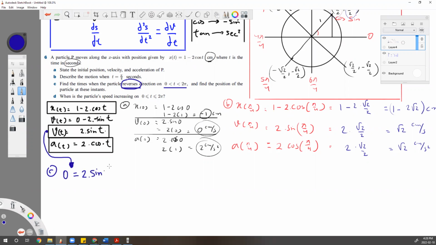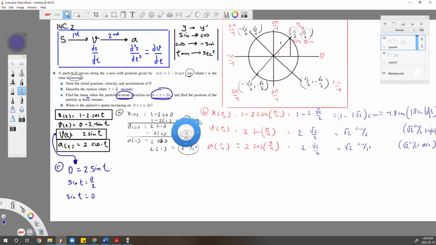2 times sine t, in the interval 0 to 2 pi. So sine t equals 0 over 2, so sine t equals 0. So t can be the angle where sine equals 0. So it has to be here, sine here, right?